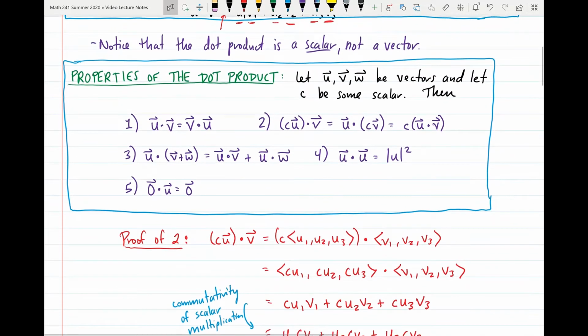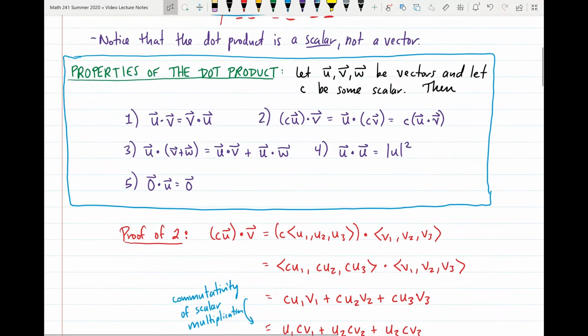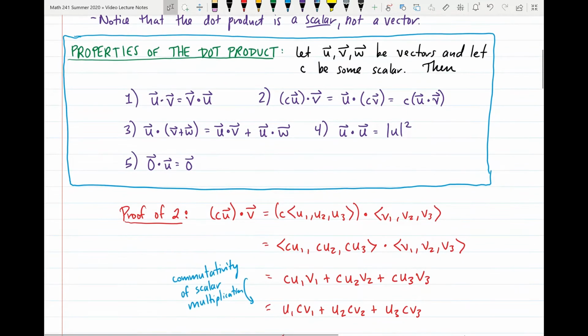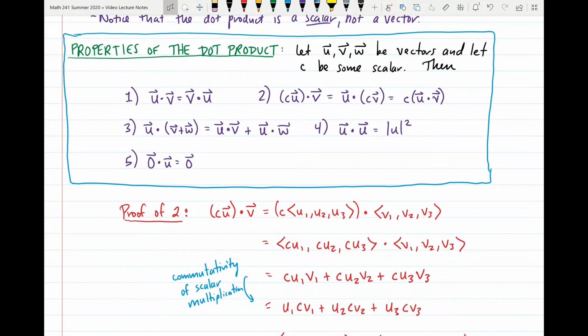And I want to go through just a few properties of the dot product. So let's let u, v, and w just be arbitrary vectors, and let c be some scalar. Then we have the following 5 properties here. I'm not going to go through all of the properties, but I thought it would be nice to just list them for you so you have access to them. They're also listed in your book.